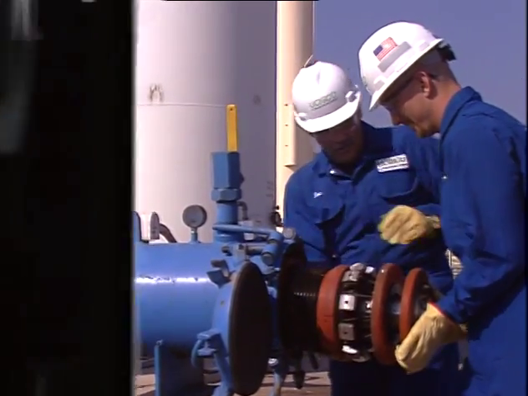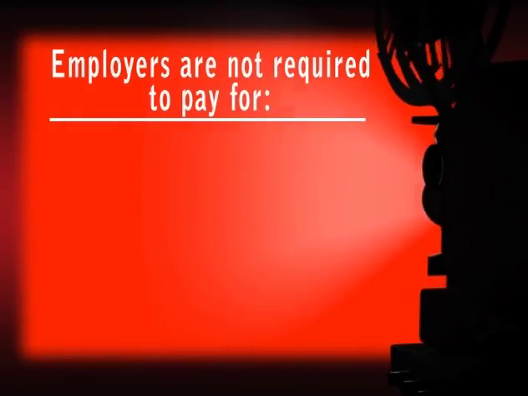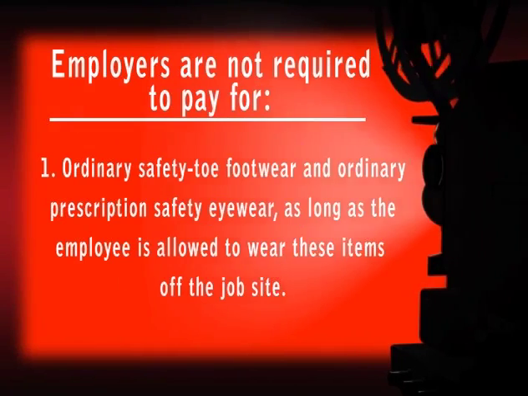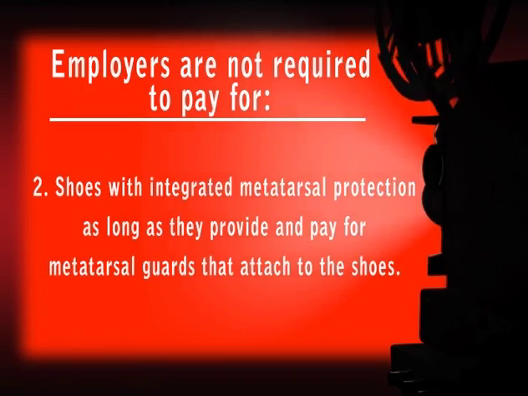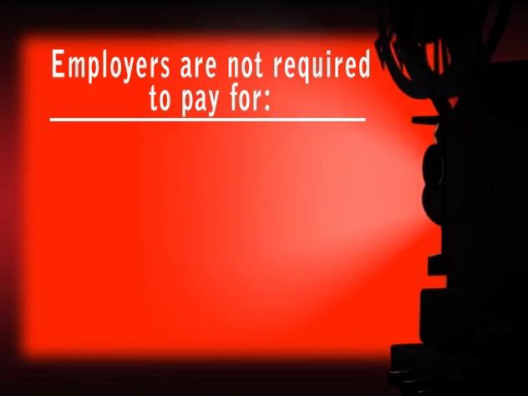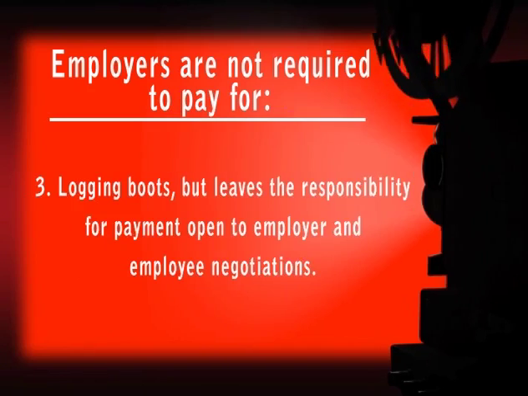Protective equipment employers are not required to pay for: Ordinary safety toe footwear and ordinary prescription safety eyewear, as long as the employee is allowed to wear these items off the job site. Shoes with integrated metatarsal protection, as long as they provide and pay for metatarsal guards that are attached to the shoes. Logging boots, but OSHA leaves the responsibility for payment open to employer and employee negotiations.